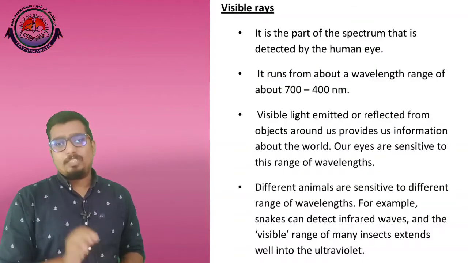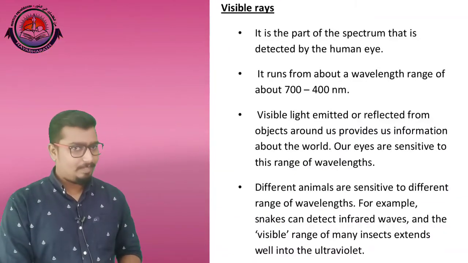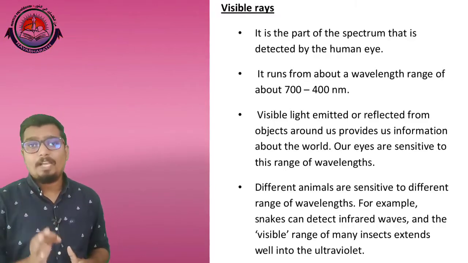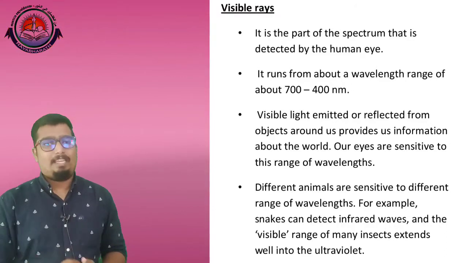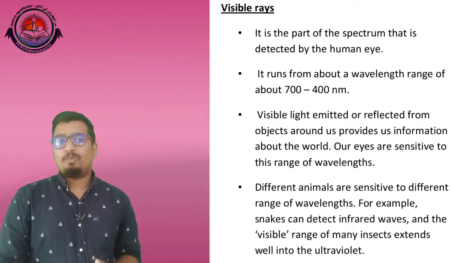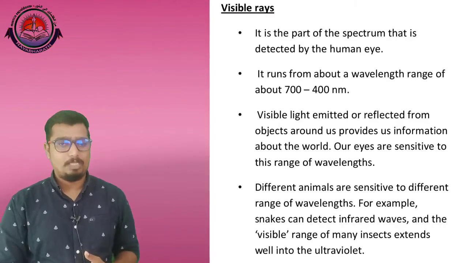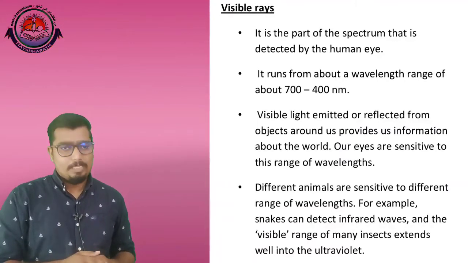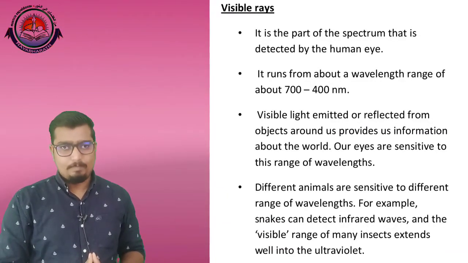Visible light is the part of the spectrum that is detected by the human eye. It runs from a wavelength of about 700 nanometer to 400 nanometer.